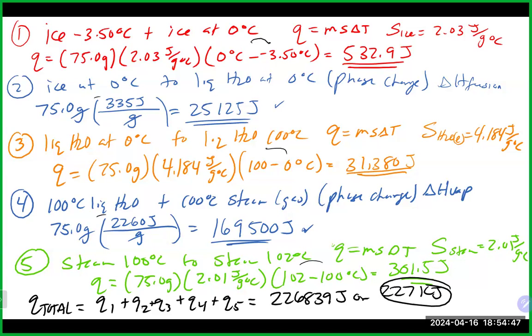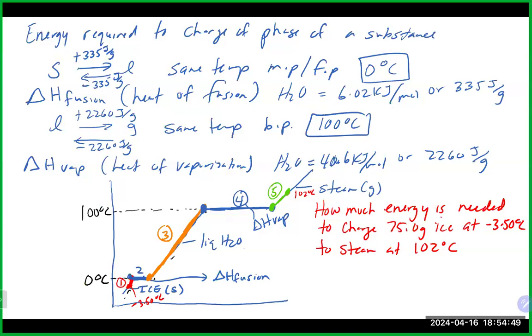So the take-home message is sometimes if you have these type of problems, a little graph like this is helpful. Anywhere the graph kind of goes upward and it's the same phase but different temperatures, specific heat. Anywhere where you keep the temperature the same but change the phase, delta H of fusion, delta H of vaporization. Any questions on that? All right, that wraps up chapter 7.